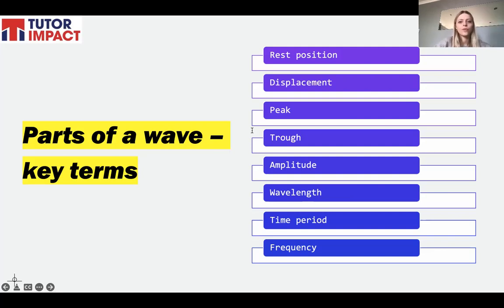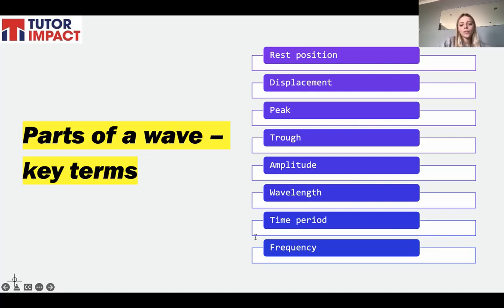So don't worry if you're a bit confused by what I mean there. But the wavelength is the distance covered by a full cycle of a wave. We also have time period, which is the time taken for a full cycle of a wave, which is usually measured from peak to peak or trough to trough. So that one is the time taken, whereas wavelength is the distance covered by the full cycle.